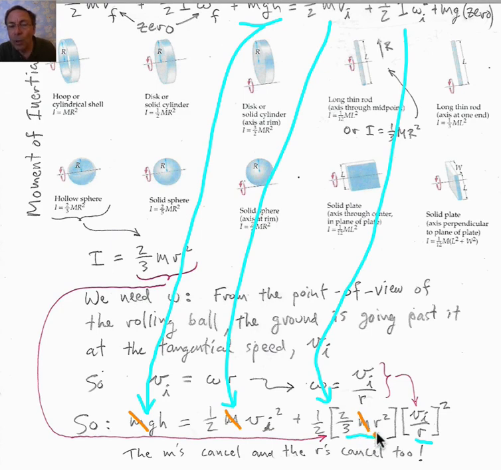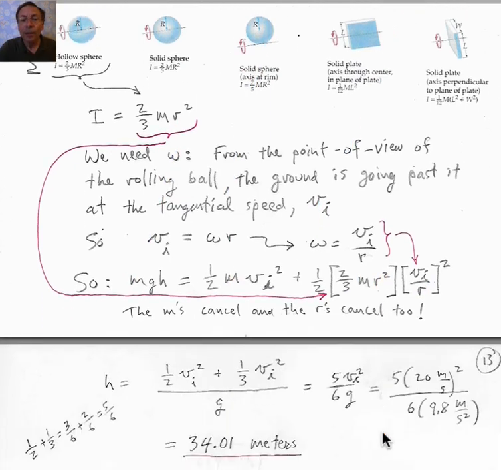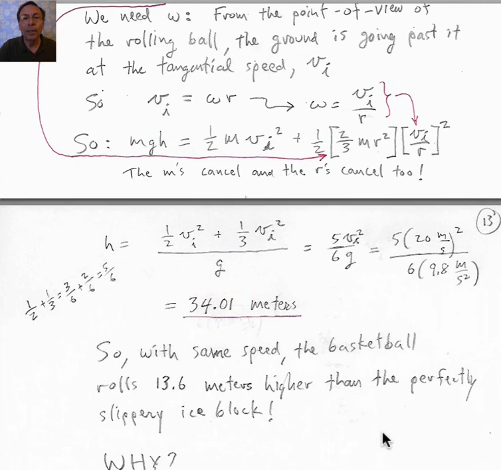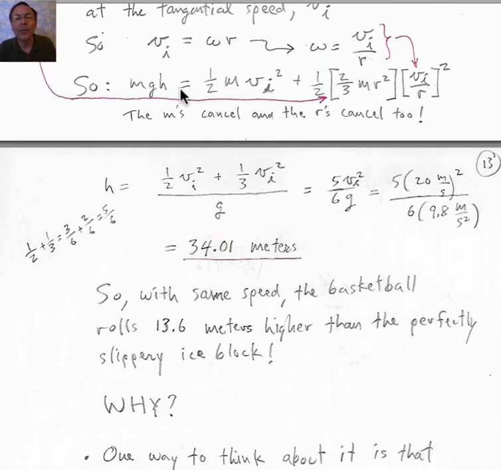And notice here, we've got r squared, and we're dividing by r squared. So the r's go away as well. Yeah, things are looking better now. Okay. And so I'm going to take all of this, and I'm going to divide by mg, and now we're left with 1/2 v sub i squared plus 1/3 v sub i squared. And here's the 1/2 v sub i squared here. 2/3 times 1/2 is 1/3.